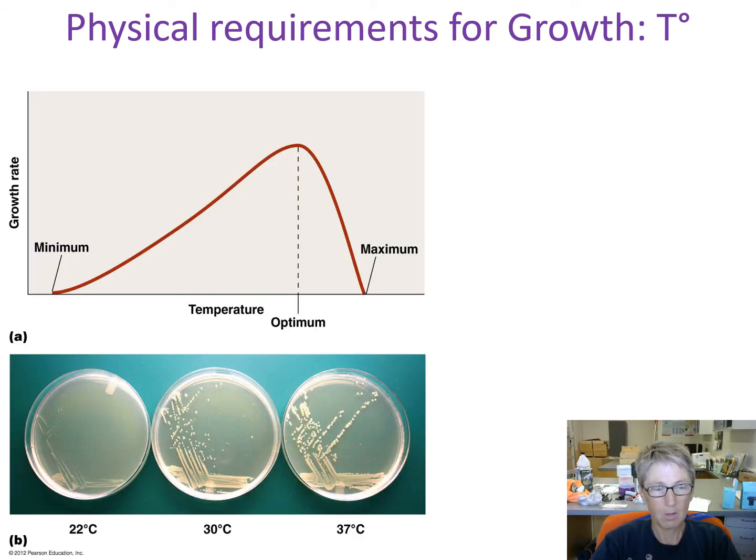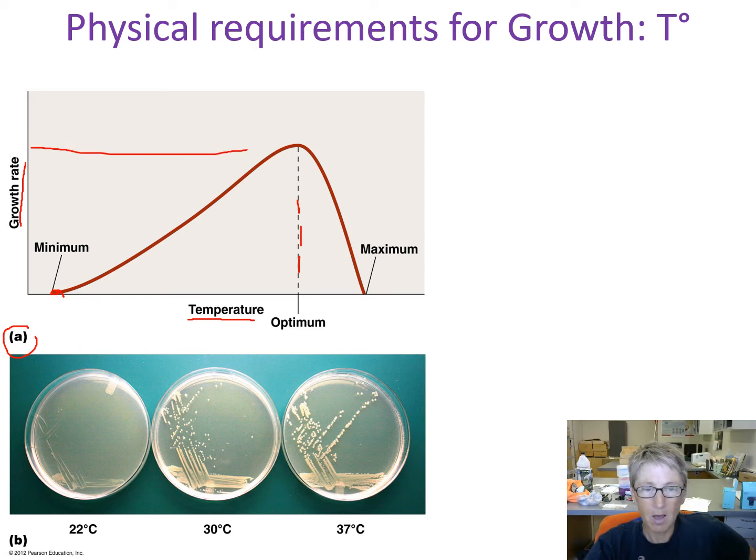So let's take a look at this diagram. In A, it's got the growth rate of a microbe here. Here's the minimum growth rate. And on the x-axis, it's got the temperature. Then it's got this dashed line called optimum. So you can see the growth rate is the highest right here, at that microbe's optimal temperature to grow.